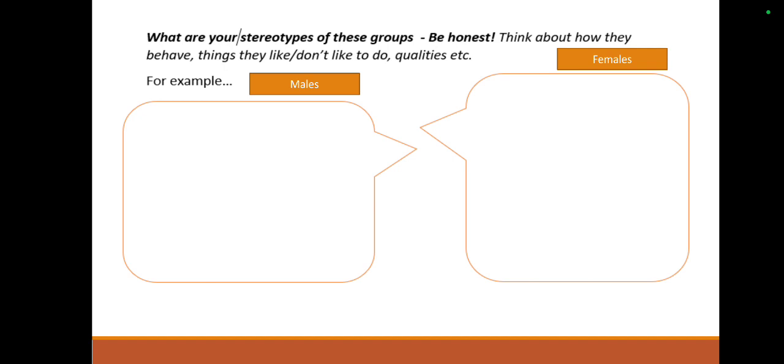So be honest, okay? You've got to be honest and say that this is what happens in society. Even if you don't hold these stereotypical views yourself, I am sure you will be aware of what stereotypes exist about these people. So pause this here. List of stereotypical beliefs about male gendered behaviour and list of stereotypical things for female gendered behaviour.